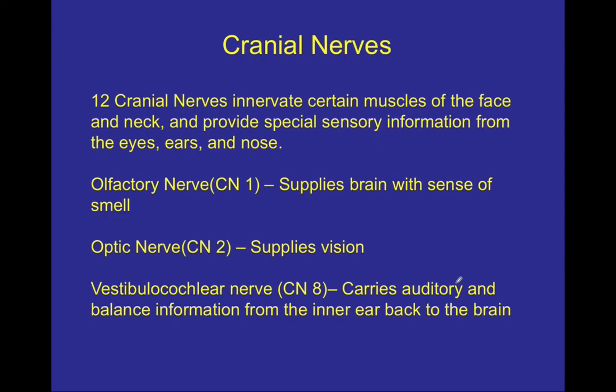So to finish up the brain, we're going to quickly discuss some of the cranial nerves. There are 12 cranial nerves that will course out from the brain and travel throughout the head and the face, providing sensory and motor information to different areas. Some cranial nerves will only carry sensory information, some cranial nerves will carry only motor information, and some cranial nerves will carry both.